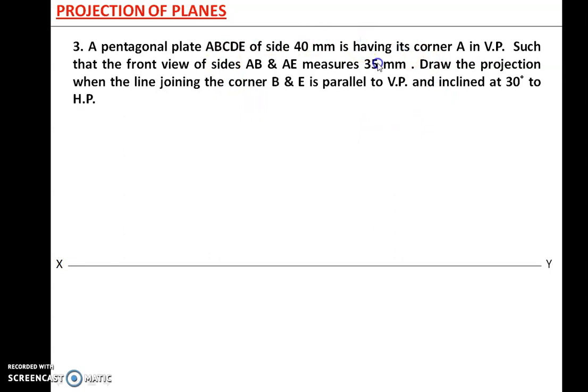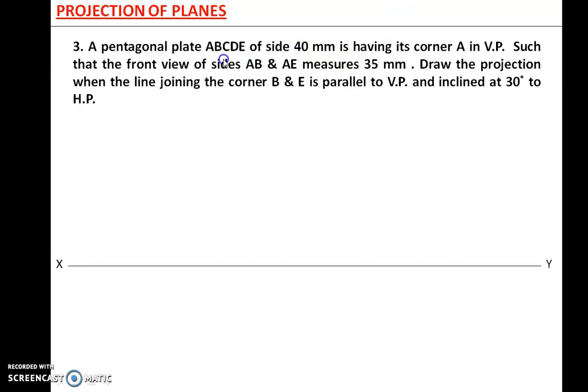So again coming back to the problem, we will try to extract the various points which can be useful to solve the problem. Now from the first line, up to the VP. So you can see that the plane is nothing but a pentagonal plate. These ABCDE are nothing but the corners which will be joined by sides, and the dimension will be 40 mm.